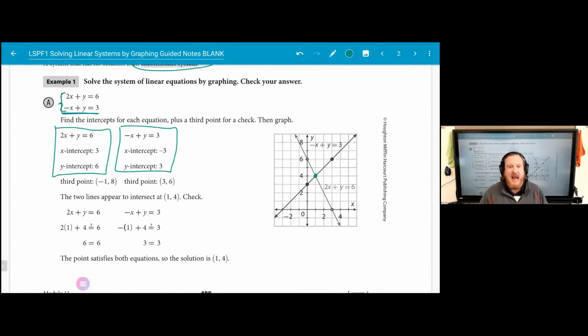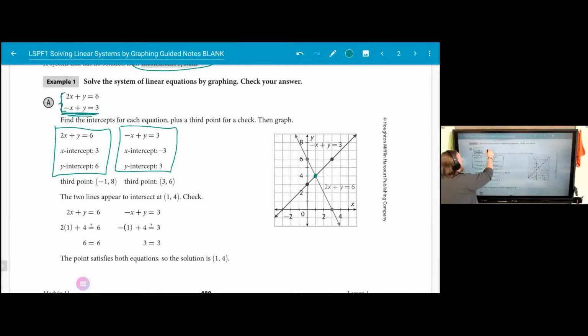Remember, an x-intercept is when y equals 0, solve for x. The y-intercept is when x is 0, solve for y. Okay, that's intercepts. Another way is, what if it was in slope-intercept form? What if it was y equals mx plus b? This linear system could be efficiently done.